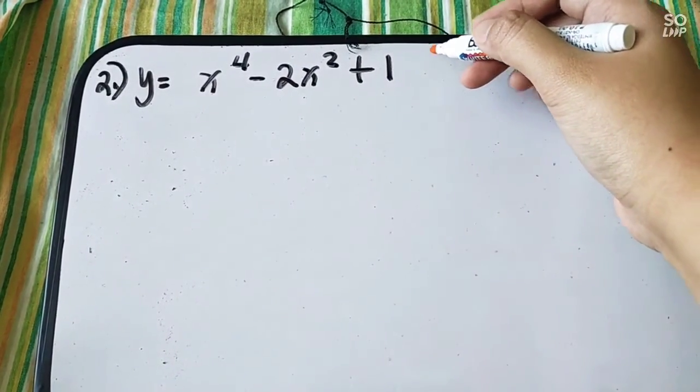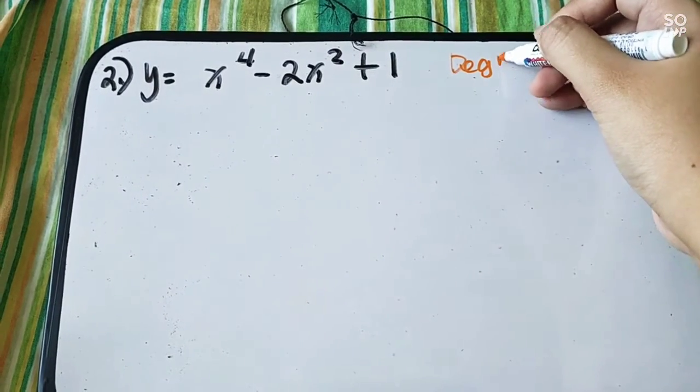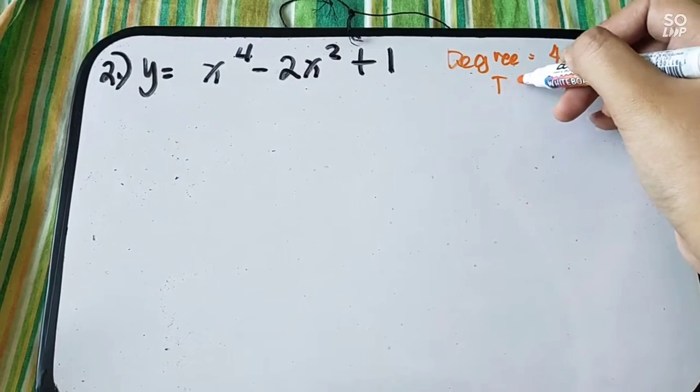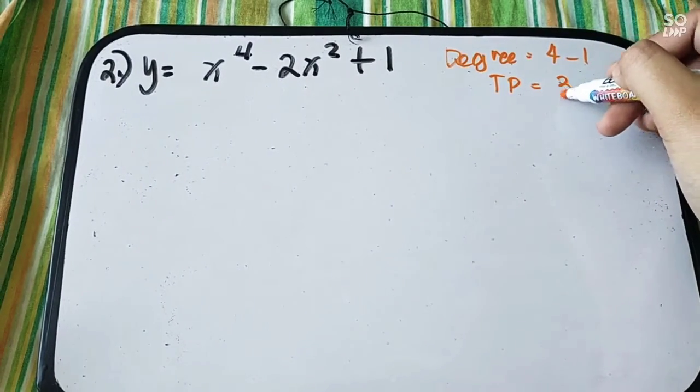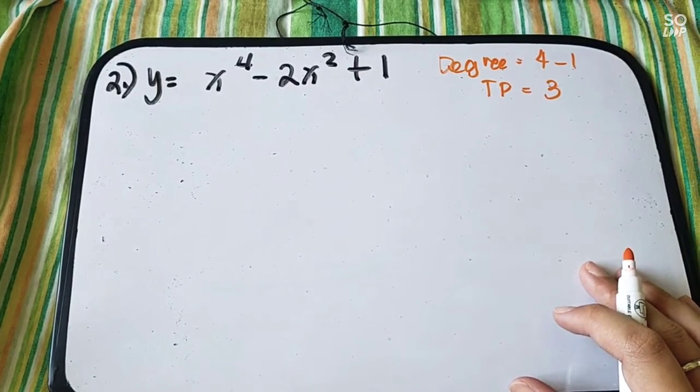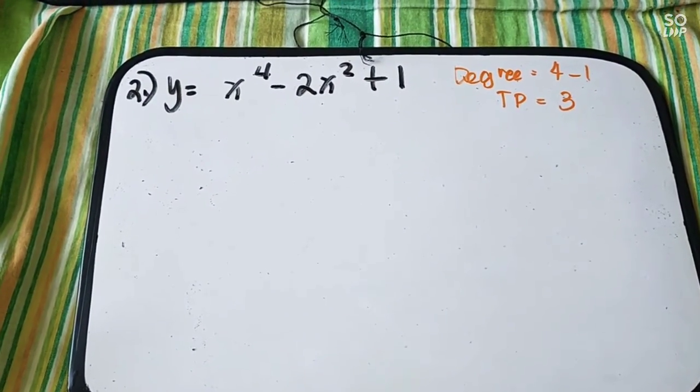So, ang ating degree, ano ang ating degree? Ang ating degree, we have here 4. Minus 1, for us to find the turning points, we have here 3. So, tatlong liko ang ating gagawin. Okay? Tatlong kurba.